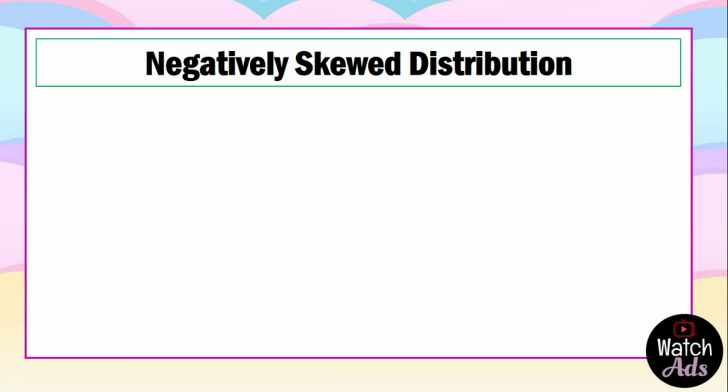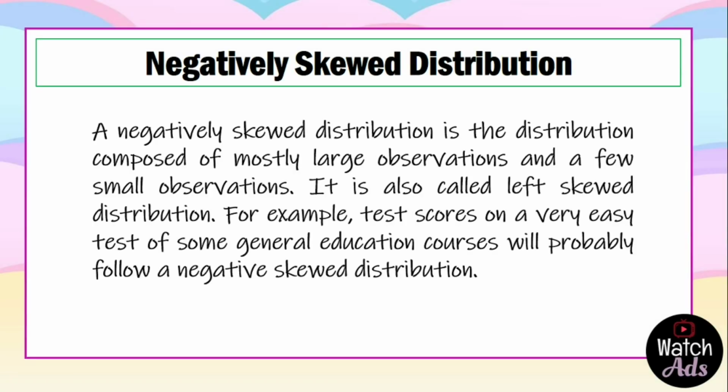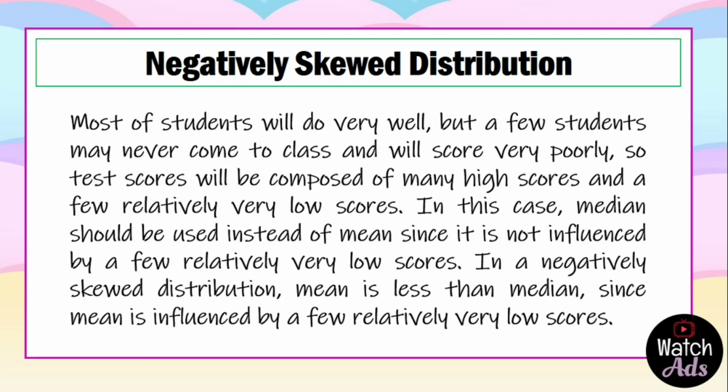A negatively skewed distribution is a distribution composed of mostly large observations and a few small observations. It is also called left skewed distribution. For example, test scores on a very easy test of some general education courses will probably follow a negatively skewed distribution. Most of the students will do very well, but a few students may never come to class and will score very poorly. So test scores will be composed of many high scores and a few relatively very low scores.